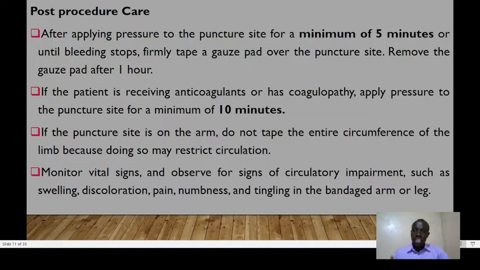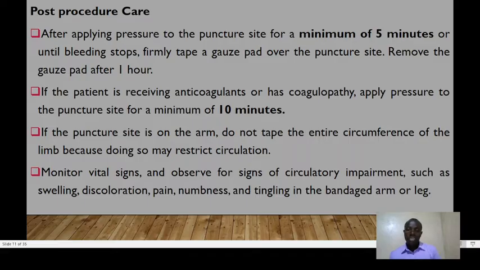After the procedure, the first nurse responsibility is to apply pressure to the puncture site for a minimum of 5 minutes or until bleeding stops, and then you can firmly tape a gauze pad over the puncture site. You can remove the gauze pad after an hour. If the patient has been on anticoagulants, you have to apply pressure at the puncture site for a minimum of 10 minutes because it takes longer for the blood to clot because of the anticoagulants.